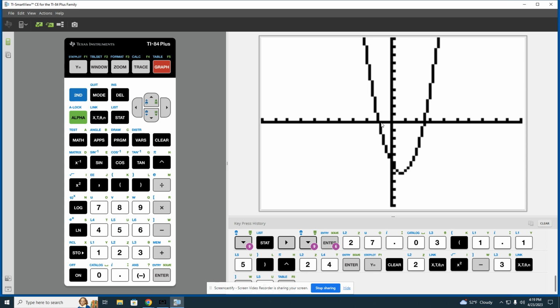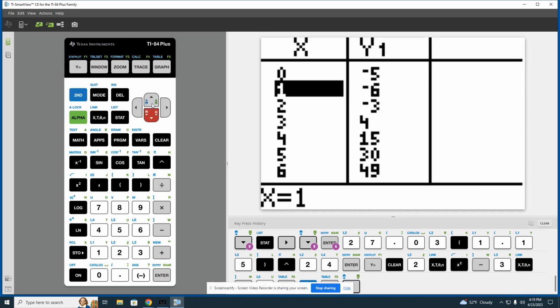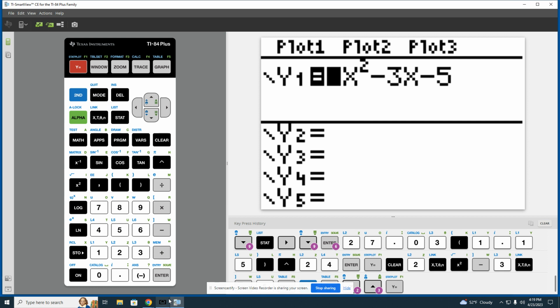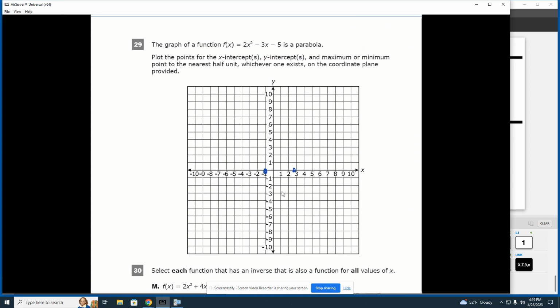Looks to me like negative 1. And it looks like between 2 and 3. So let's look and see. Let's look at our table. Is negative 1 one of them? Yeah, negative 1 is one of them. And if you notice right here between 2 and 3, sure enough, it's crossing. So I'm just going to kind of put them between 2 and 3. So there's my x-intercepts. They don't have to be perfect.